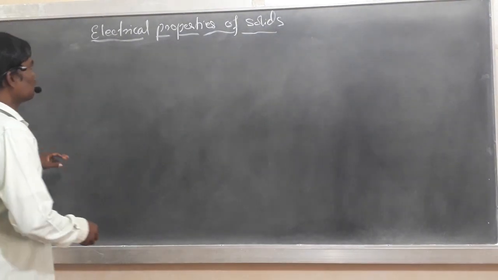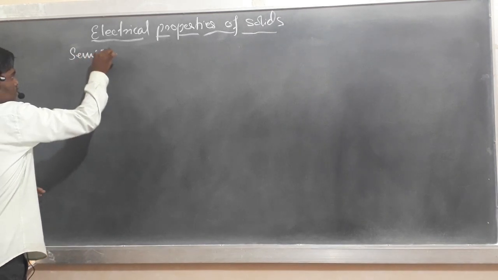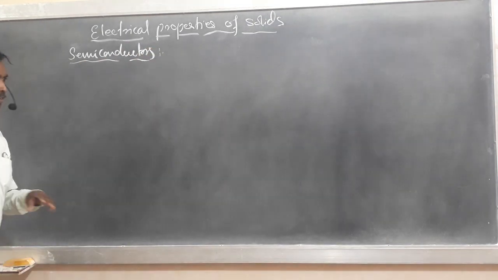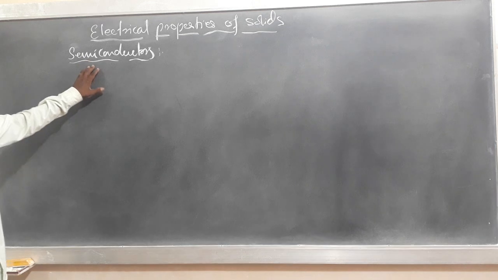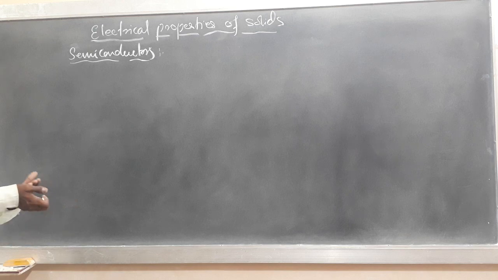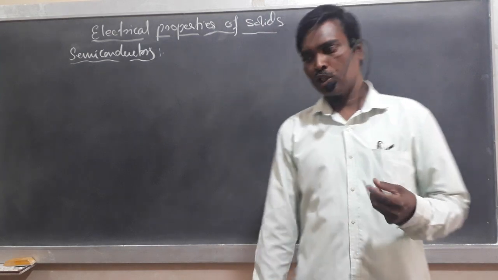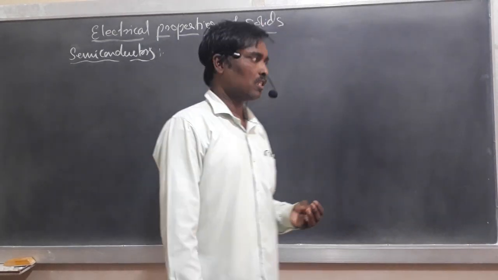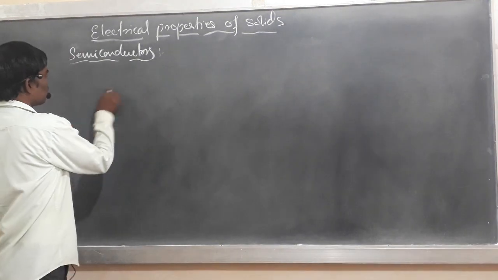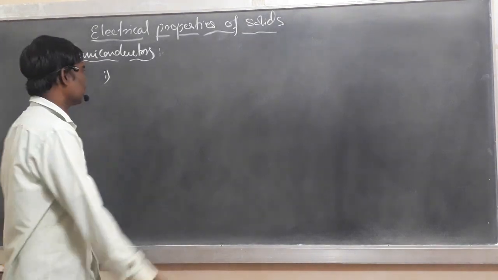Next, let me discuss semiconductors in detail again. Semiconductors, as we just defined, do not conduct electricity normally, but by increasing the temperature they conduct electricity. By increasing temperature, the conductivity of a semiconductor increases. These semiconductors are again divided into two types: one is the intrinsic semiconductor, and the other is the extrinsic semiconductor.